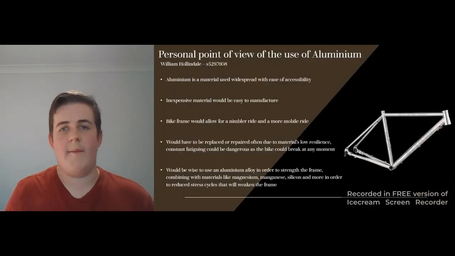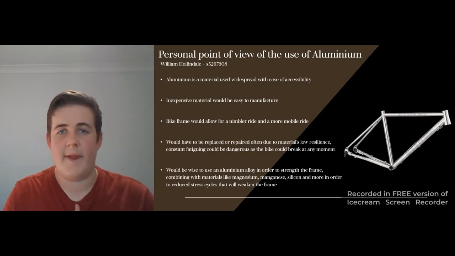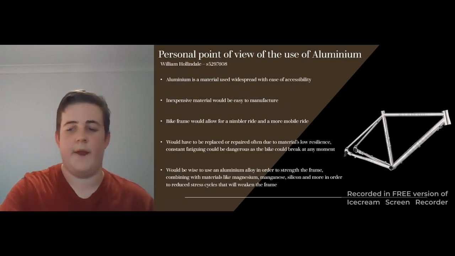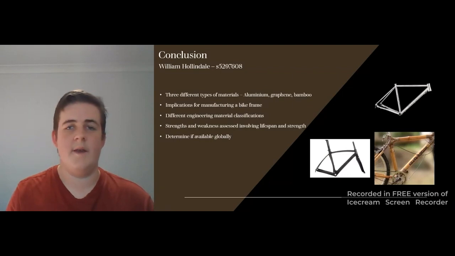Overall, aluminium as a bike frame allows for a much nimbler riding experience for the rider due to its low density and light weight. It would be a much cheaper alternative. However, this does not justify its tendency to fatigue rather quickly due to its minimal resilience, as well as difficulties in repairing. In conclusion, I believe that the three materials chosen and their engineering properties have been fairly assessed for a bike frame.